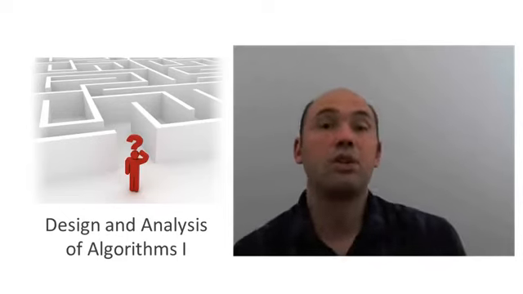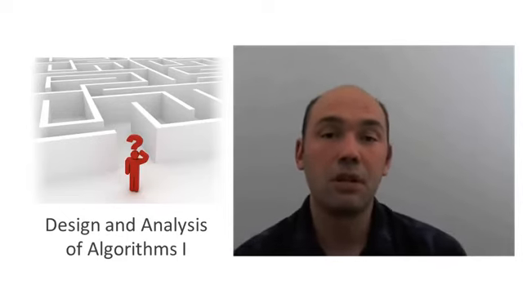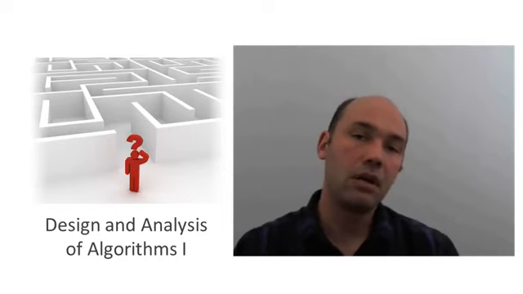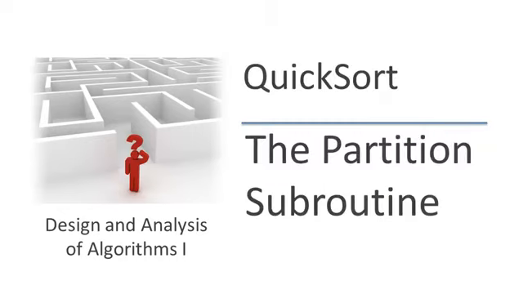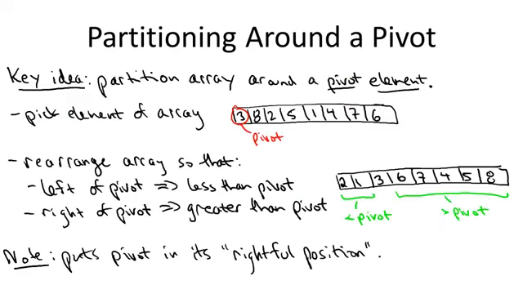The goal of this video is to provide more details about the implementation of the quicksort algorithm, and in particular here we're going to drill down on the key partition subroutine. So let me remind you what the job of the partition subroutine is in the context of sorting an array. Recall the key idea in quicksort is to partition the input array around a pivot element.